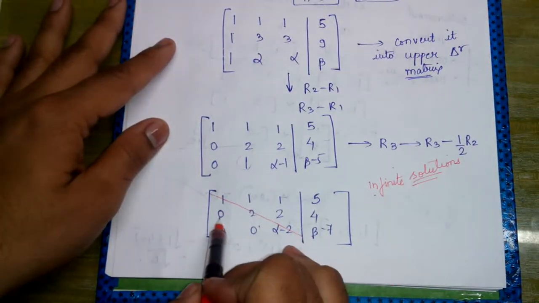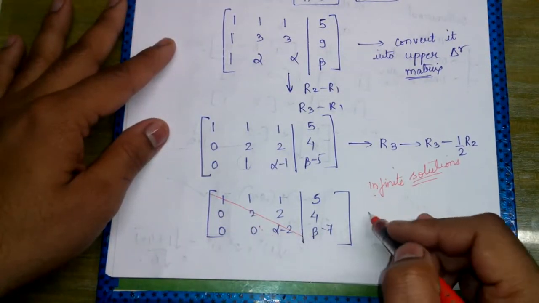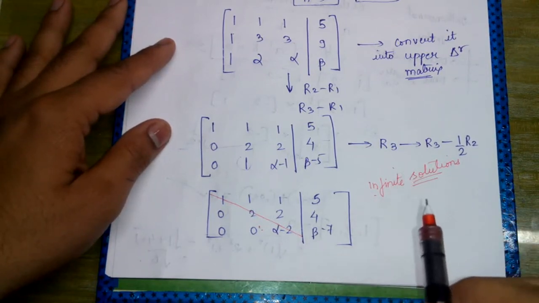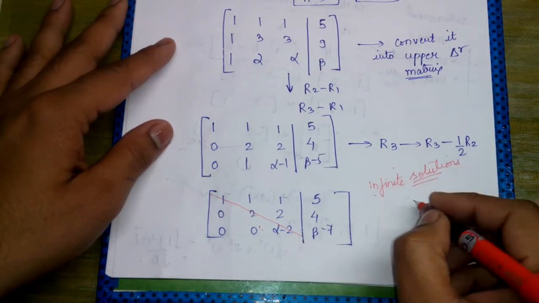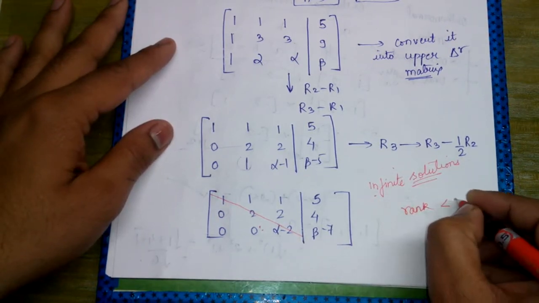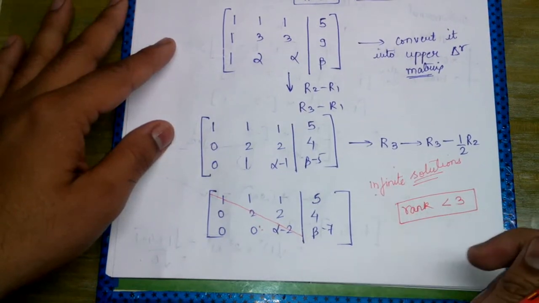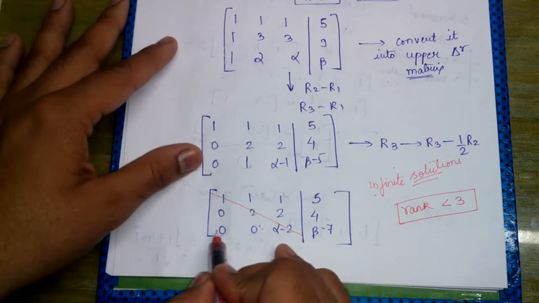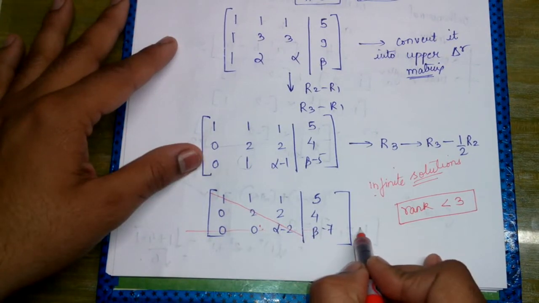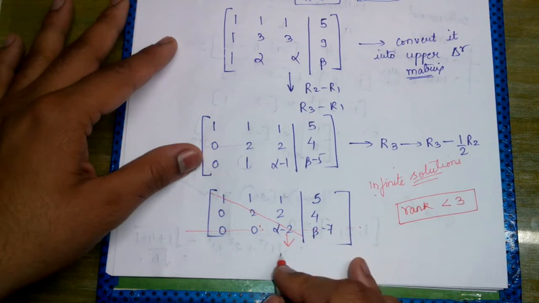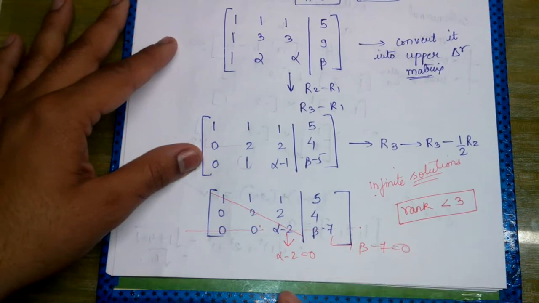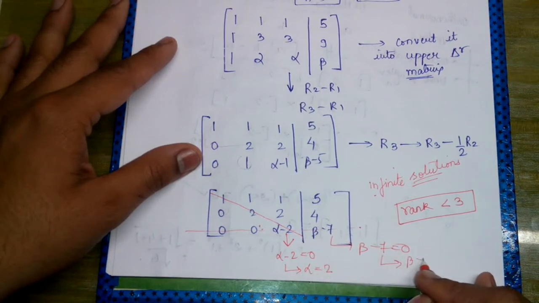So below this diagonal we have 0, 0 and 0. In order to have an infinite number of solutions, the rank should not be equal to 3. That means the rank should be less than 3, which simply means the rank has to be 2. And in order to make the rank equal to 2, we should get this entire row as 0. For getting this entire row as 0, alpha minus 2 should be 0 and beta minus 7 should also be 0. So what would be the value of alpha? It would be 2 and beta would be 7.